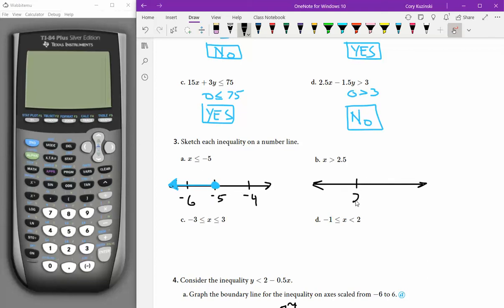This one, how about we put the 2 right there, we'll put a 3 right there, 4 and a 1, with some scaling. So obviously that's going to be 2.5. We're going to do an open dot at the 2.5. Open because 2.5 is not part of the solution set. And everything to the right.